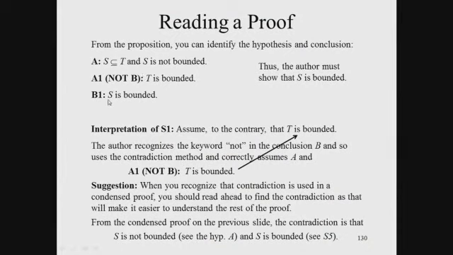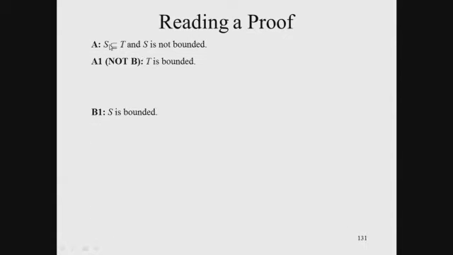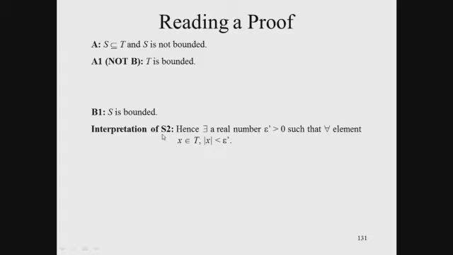The contradiction is going to be that S is bounded. That means the author has to show that S is bounded. So here's where we are. You can assume A is true and B is not true, and this author is going to work forward from here to show that S is bounded. All right, let's see what the author writes next.